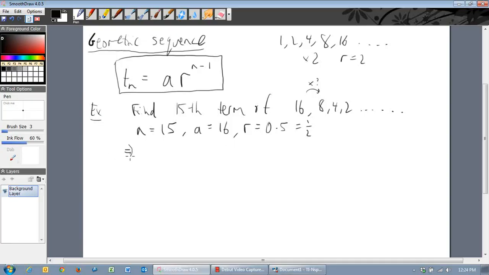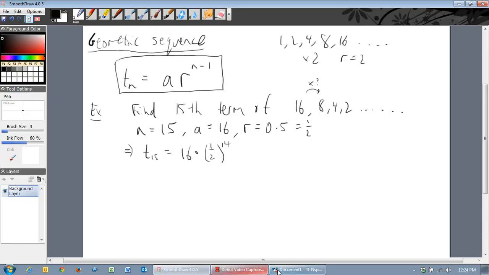Let's use the formula. We want the 15th term, so we want T15 equal to a, so 16, times r, which is half, to the power of n minus 1. n was 15, so it'll be 14 up here. And that's just something you'll plug straight into your calculator.